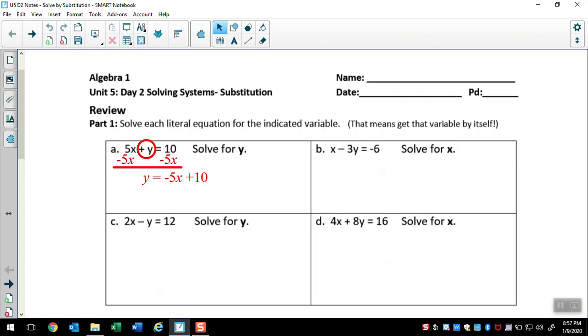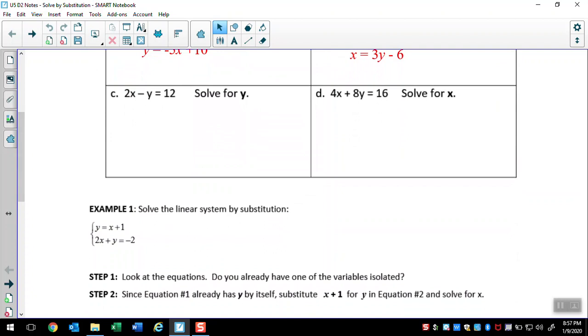All right, let's look at b. This time we want to solve for x. So in order to solve for x, I need to move that negative 3y over with the negative 6. So to do that, I'm going to add 3y to both sides. My 3y's will cancel out, and I'm left with x equals 3y minus 6. So again, I just brought my y term down and then took the top term and put that over to the side. In this case it was negative 6, so I did minus 6. It's done because I've now solved for x. X has been isolated, it is by itself.